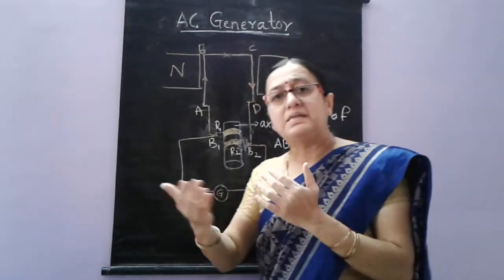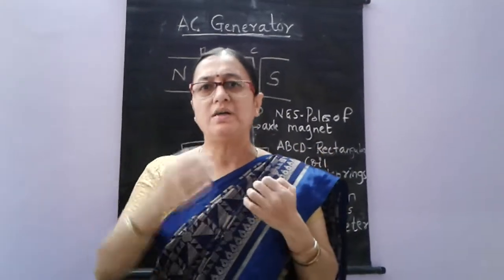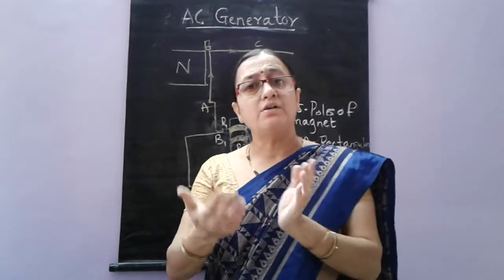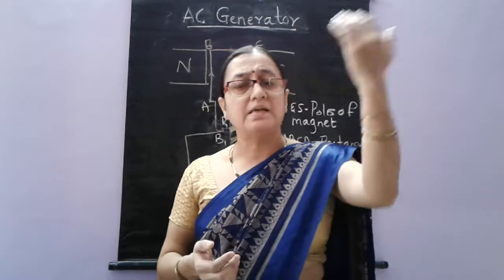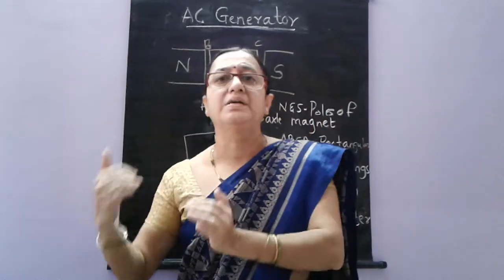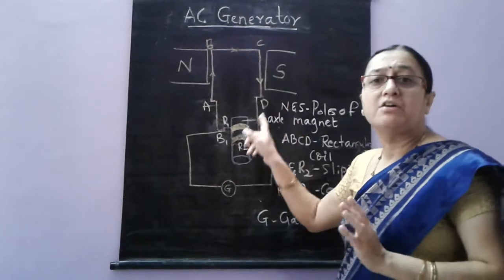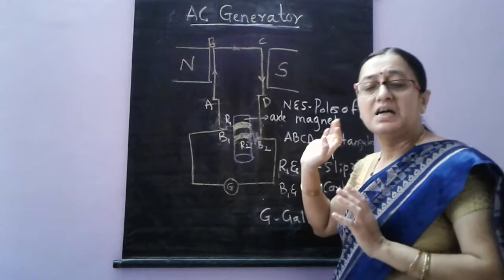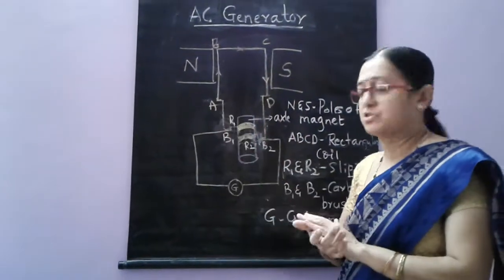If you want to increase the capacity of this generation, this is only one rectangular coil, so a very minute amount of electricity is generated. What should be done to increase the capacity of generation of the electricity here? As in case of a motor, the same things are followed here. The first thing is to use many rectangular coils here. Then if we increase the strength of these magnets, then also more electricity is produced.